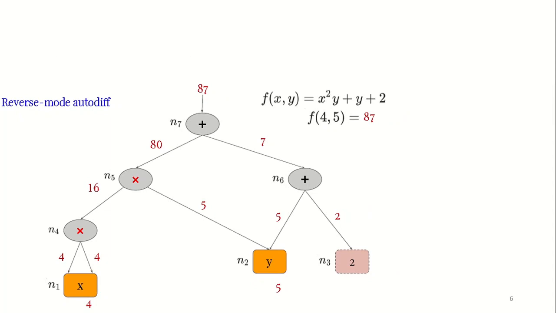Okay, it is like this, from the output to the input section. So this is the output part, and this is the input part. We have x and y as the input. Now we are going to evaluate the derivatives from this level downwards, from output to input. That is why it is called the reverse mode of auto differentiation.